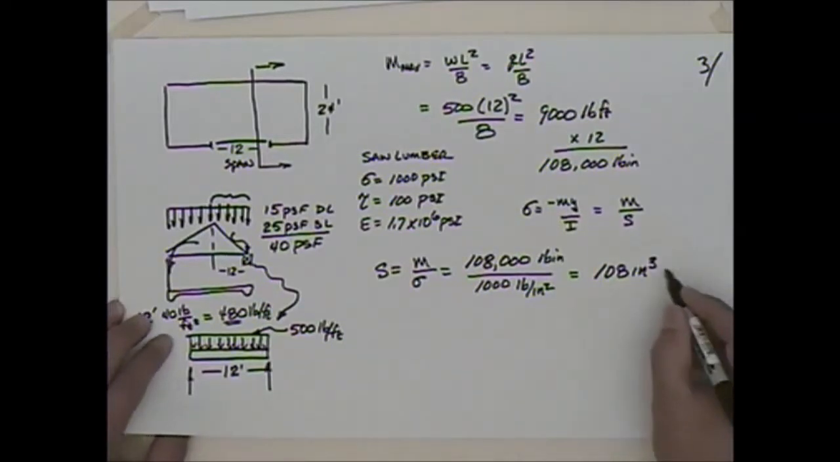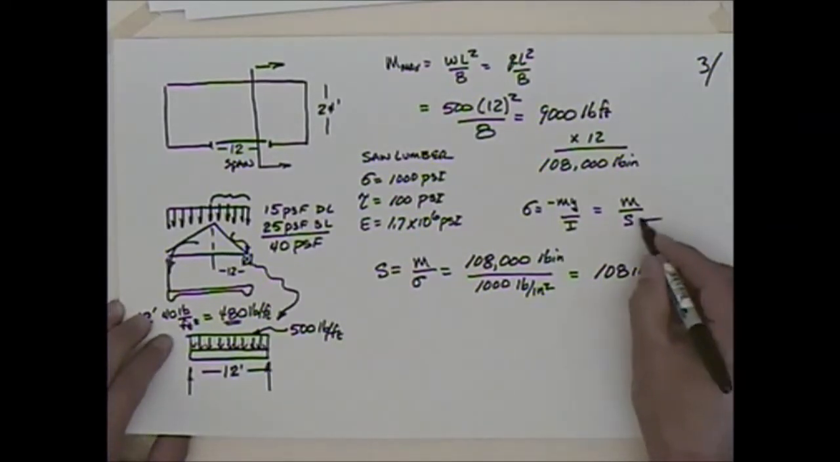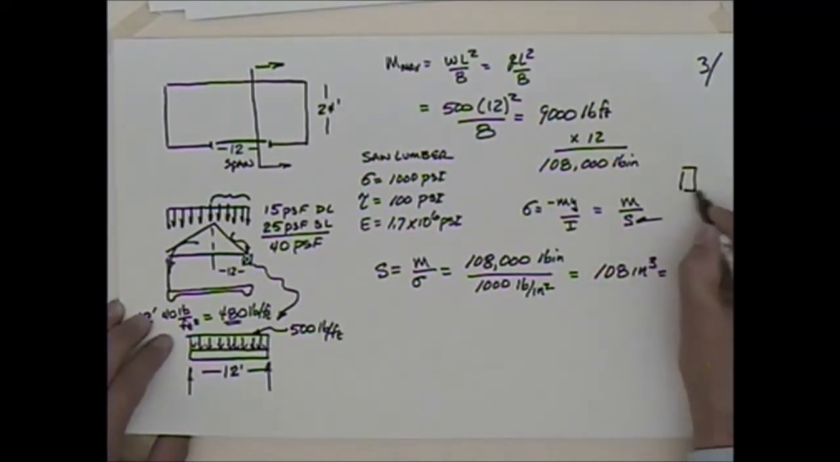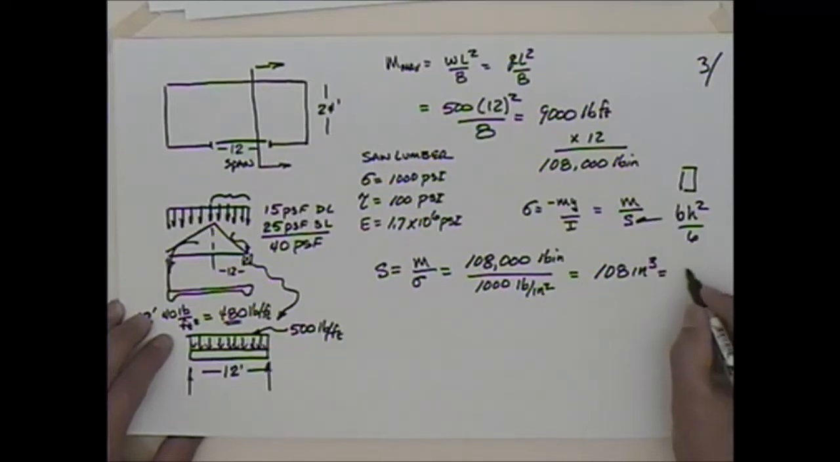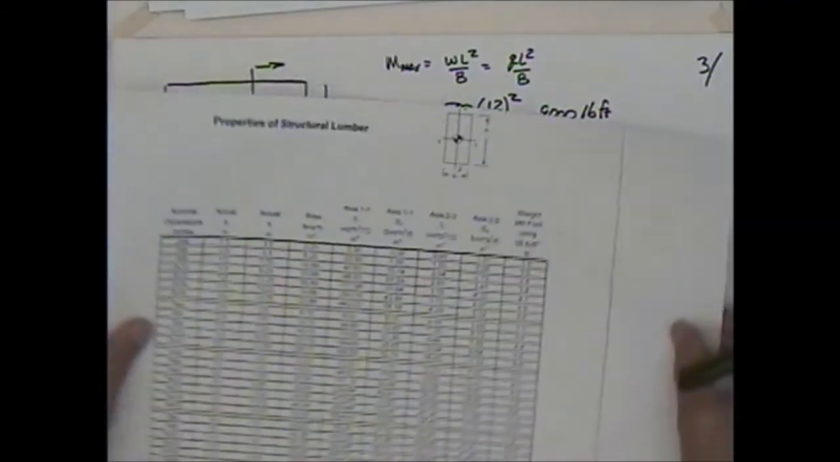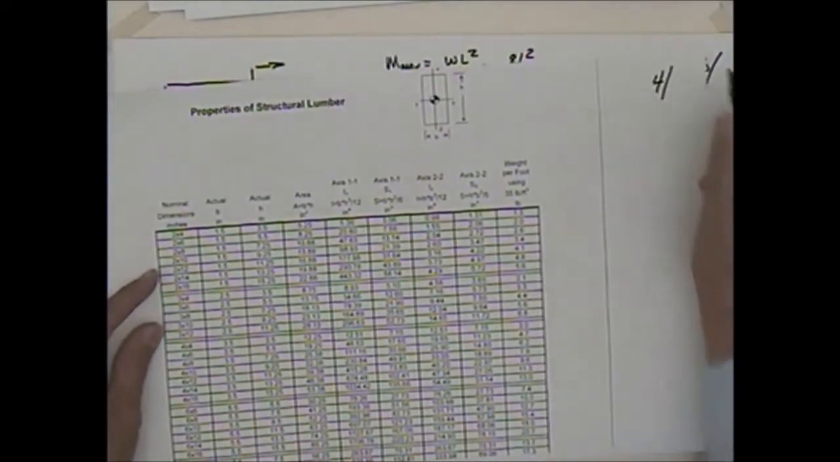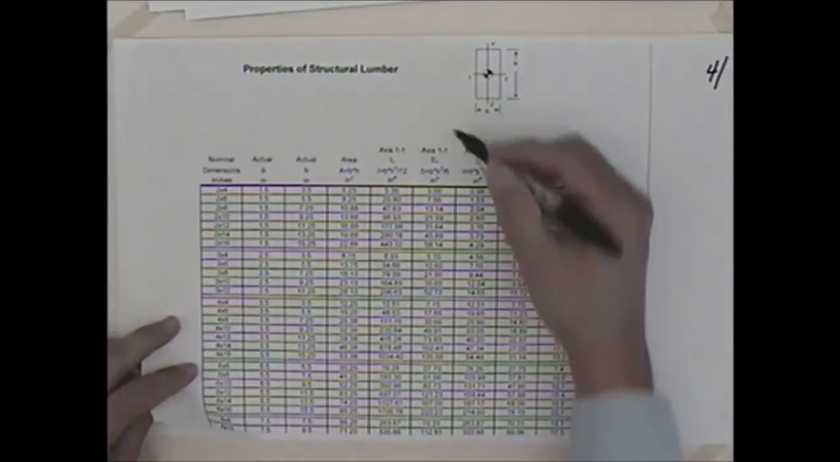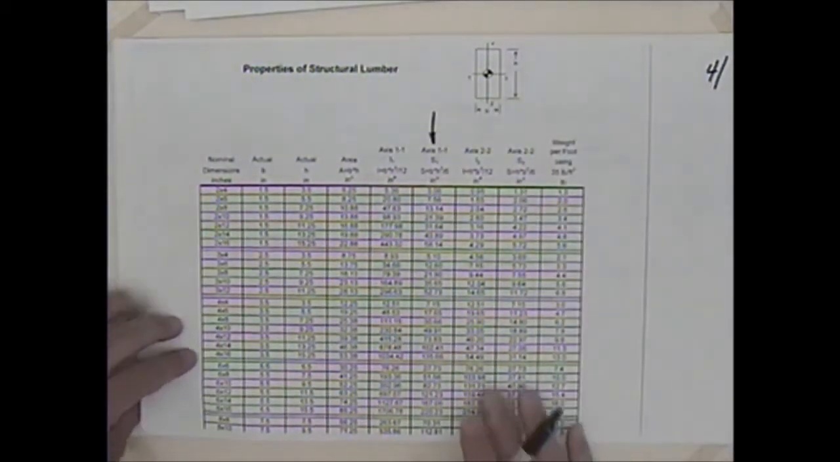And we could, if we wanted to, set this equal to, remember this, for a rectangular section, like we're probably going to have, base times height squared divided by 6. We could put that in there if we wanted to. But I think I'll just go to the table like we've had in the past. So I go to this saw lumber table. We'll put this as page number 4. And we want to be in this column here.